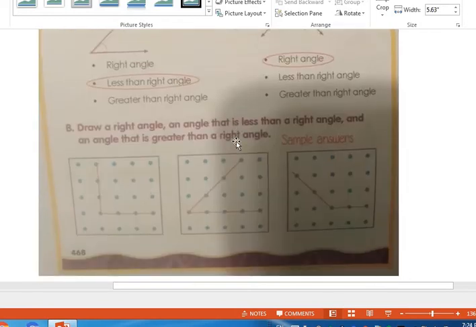Draw a right angle, an angle which is less than right angle, and an angle that's greater than a right angle. So I have here a right angle. Draw 2 lines like this, and this is called right angle. And here we can form a square from this point to this point to this point. This is called a right angle. And this is an acute angle, less than right angle. And this one is an obtuse angle.